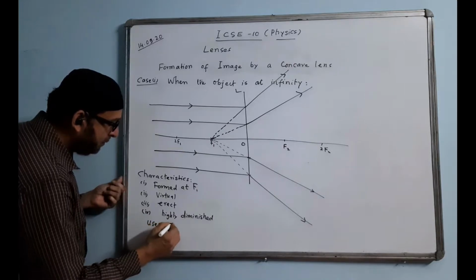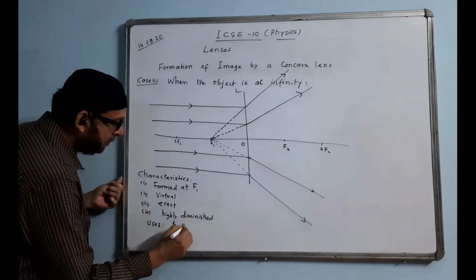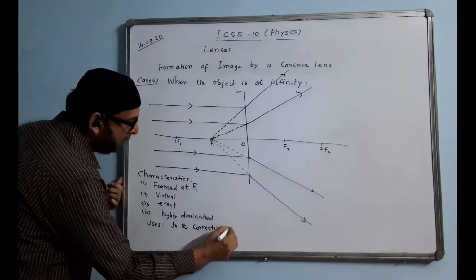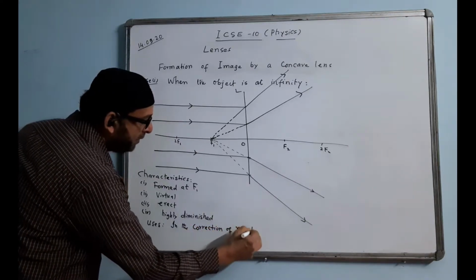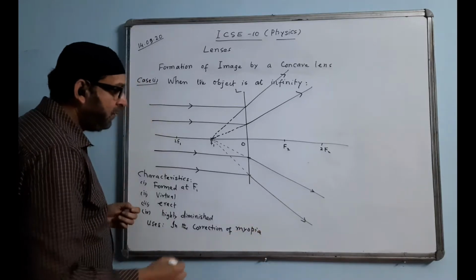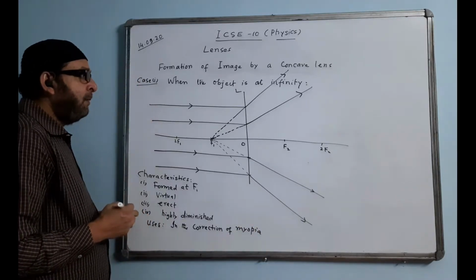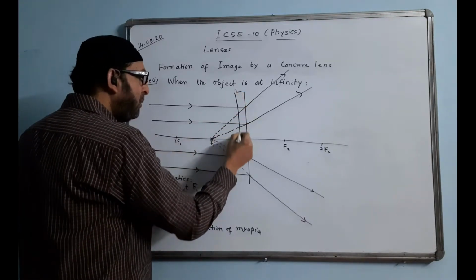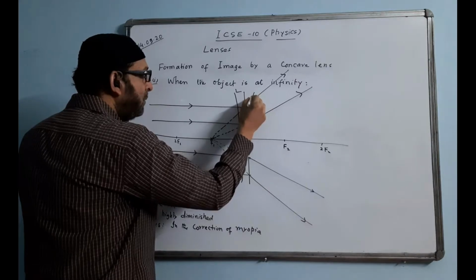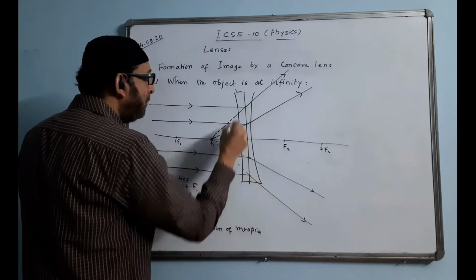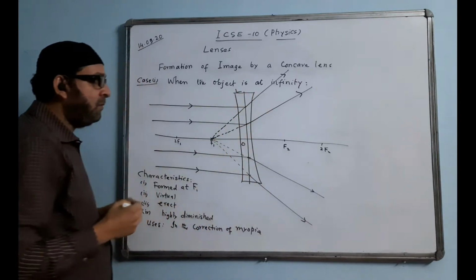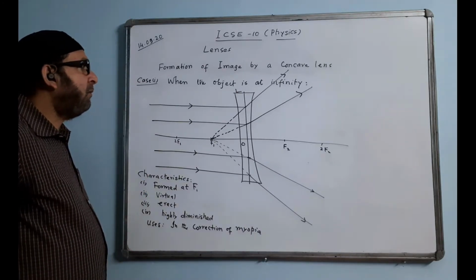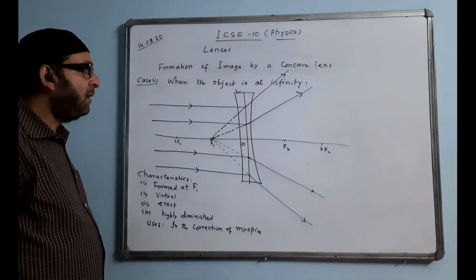Uses, we write in the correction of myopia, which means short-sightedness, a defect of vision. And the last finishing touch we will give by drawing the lens concave like this. Like this will be at last. So this is the first case of concave lens.